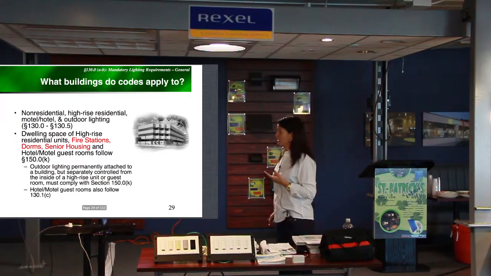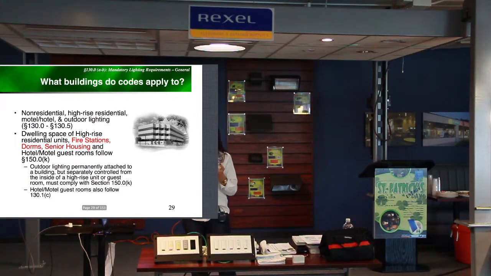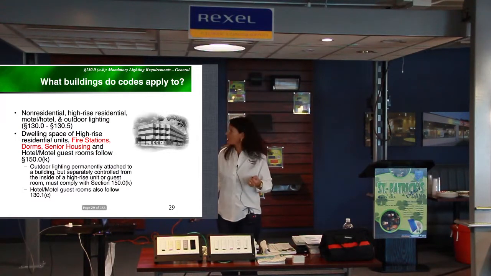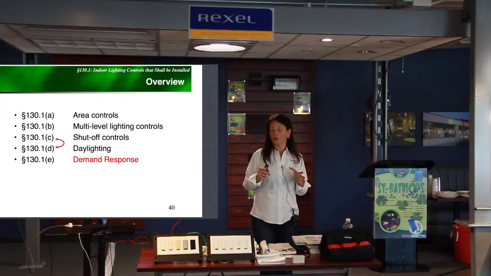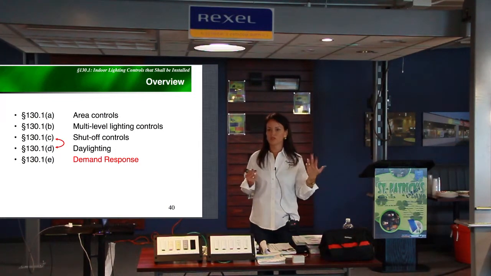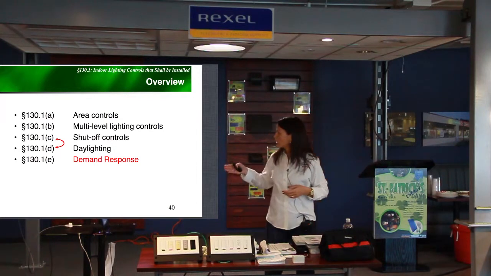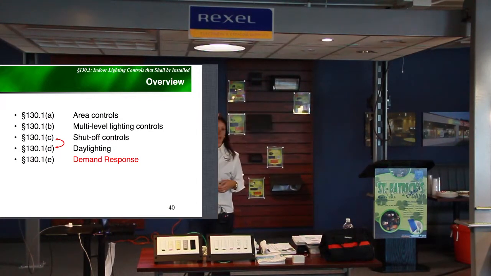Building codes that apply to, in the first part of the presentation, we will cover commercial and industrial requirements. And those are the sections in lighting controls. 130 used to be 131, 132, 133, which was easier to follow. Now it's A, B, C, D, E. There's a brand new one that's demand response.